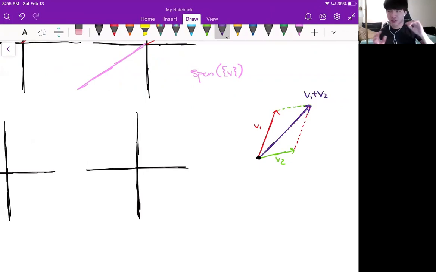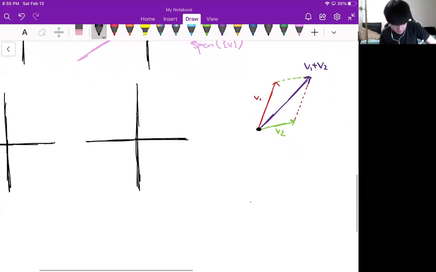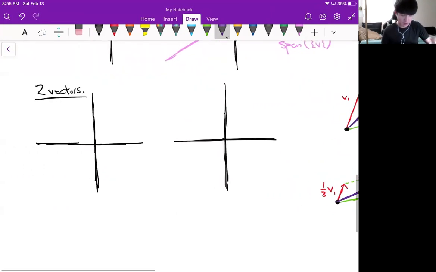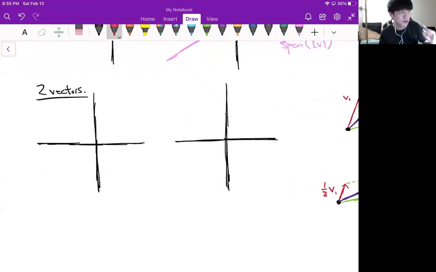Now imagine you do the same thing, but I can scale it as much as I want. An example might be something like this, where I can take a third of V1 and I can take double V2. Here's 2V2. So here's an example of a linear combination of V1 and V2, a third V1 plus 2V2. This is what the span of two vectors looks like.